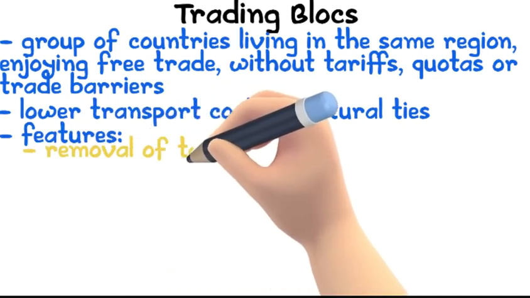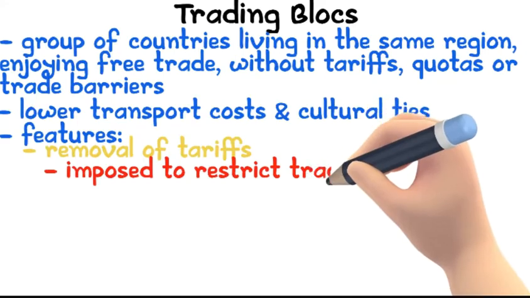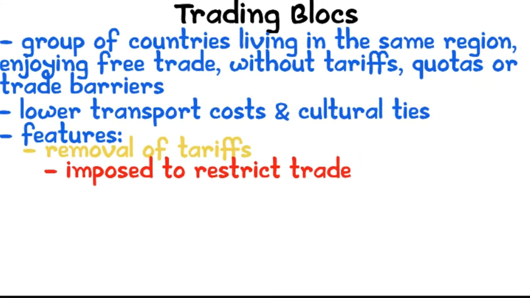Removal of tariffs. A tariff is a trade barrier, meaning it is imposed to restrict trade. The main feature of blocs is to be free of trade barriers, so that businesses in one country can sell goods of any quantity to other countries within a trading bloc.